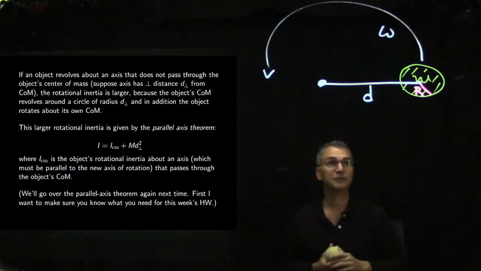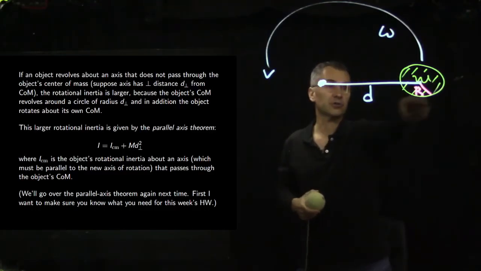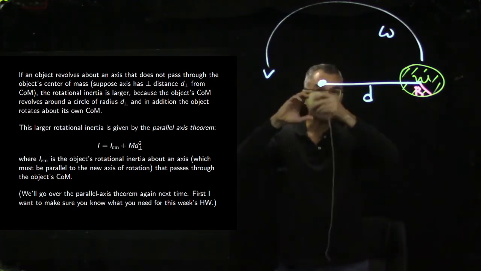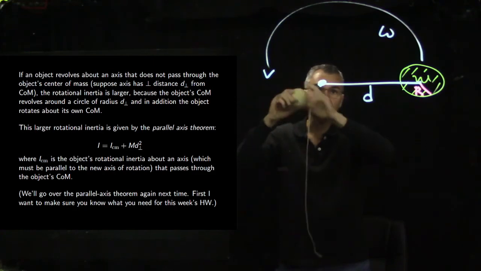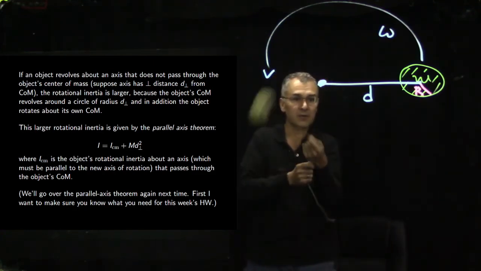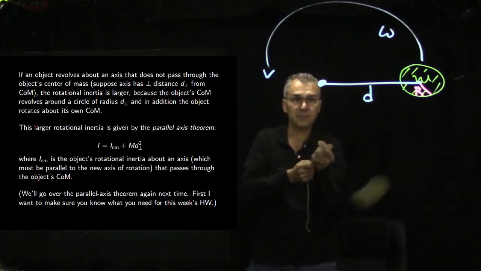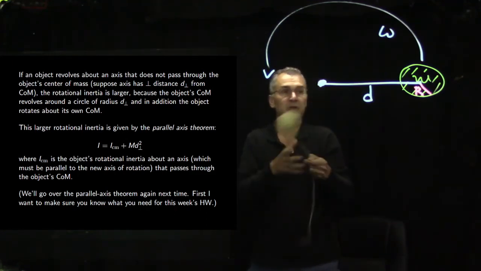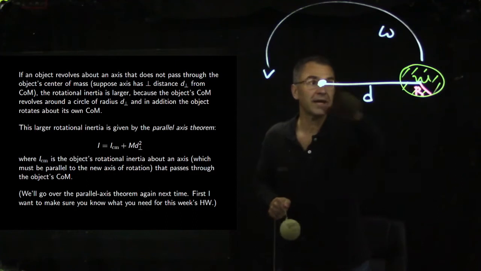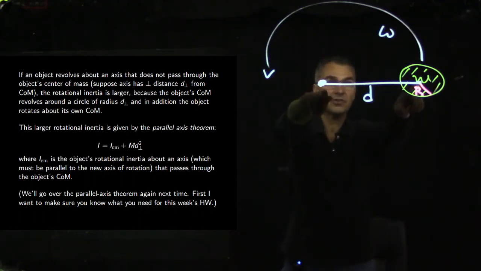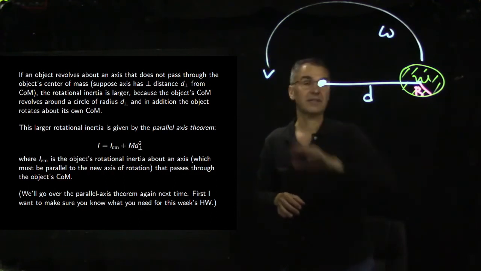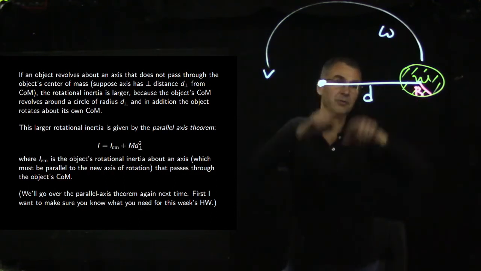Suppose I have a solid circle or a solid cylinder like this, mass m, radius r. And instead of making it turn about its own axis like this, suppose I want to make a pinwheel out of it. I want to make it revolve about some axis which is displaced a distance d from its center of mass. And maybe I'm doing this with many such objects, but for the moment, let's suppose it's just this one.